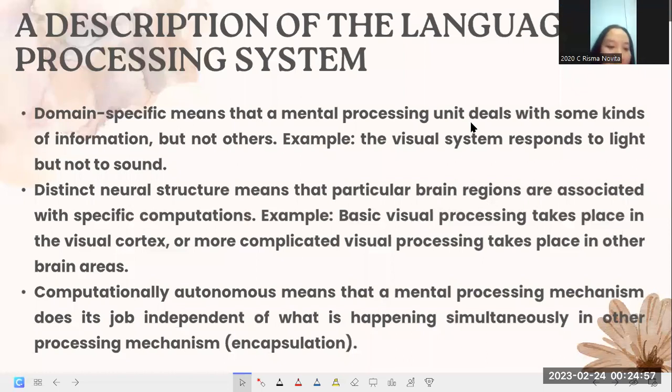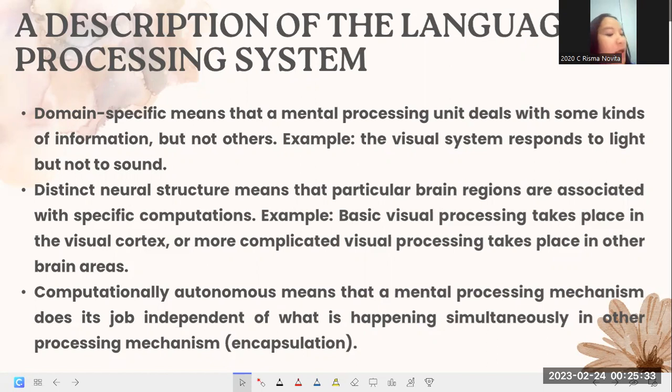I'll explain about the description of the language processing system. Language is treated as a set of mental mechanisms and processes operating largely independently of other cognitive systems. Fodor proposed that language was a mental module, which he defined as a mental ability that is domain-specific, genetically determined, with a distinct neural structure, and compositionally autonomous.